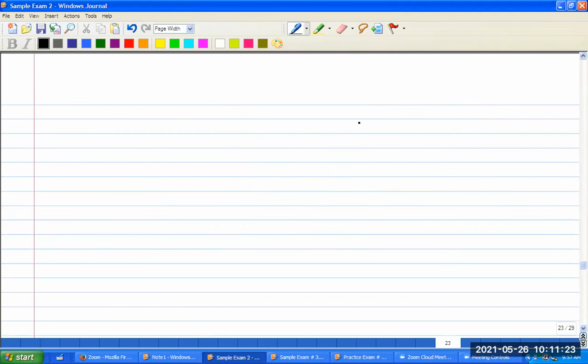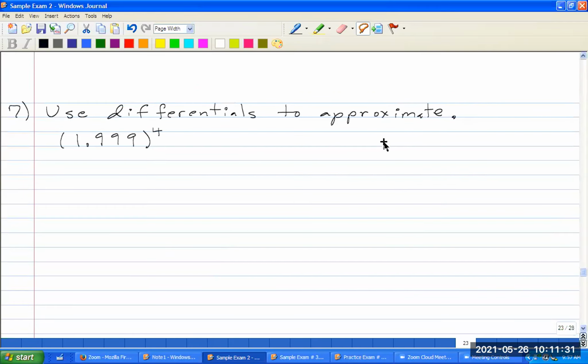Okay, so problem number 6 was long. All the rest of them were pretty fast. 7, okay. So let me do problem number 7. Use differentials to approximate 1.999 to the power. Okay, so let's do that.